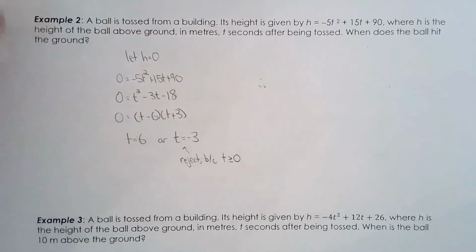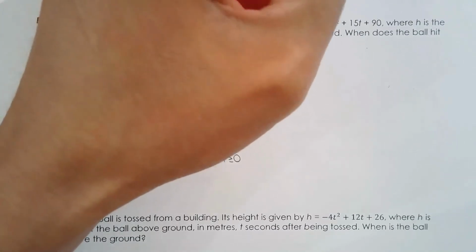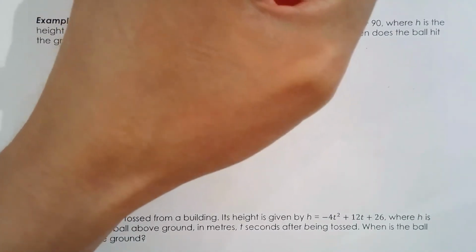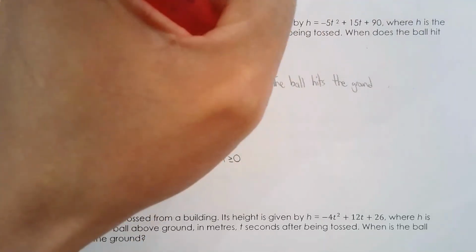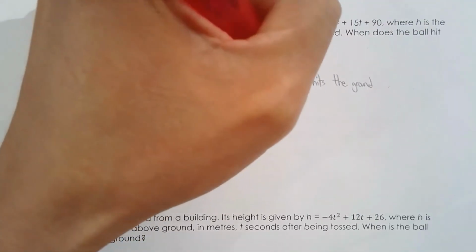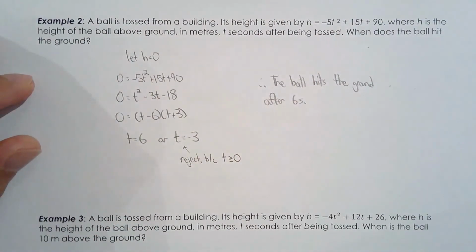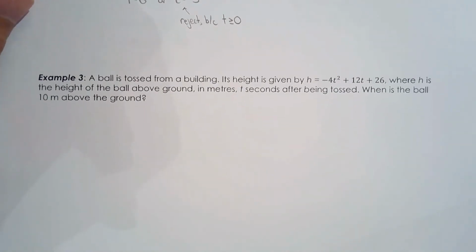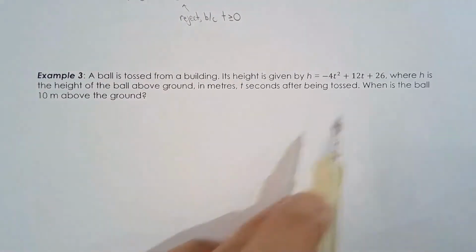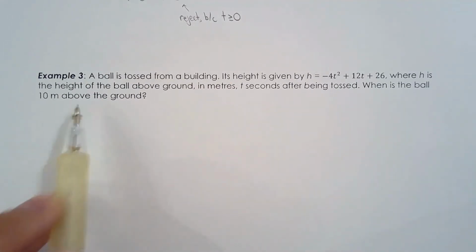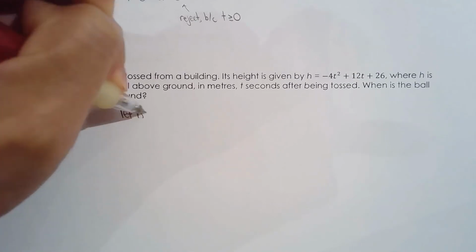So yeah, t equals 6 is a great answer. Therefore, the ball hits the ground after 6 seconds. All right, let's try the next one. Very similar, but instead of finding out when the ball hits the ground, when is the ball 10 meters above the ground? So instead of letting h equal 0, we are going to say let h equal 10.